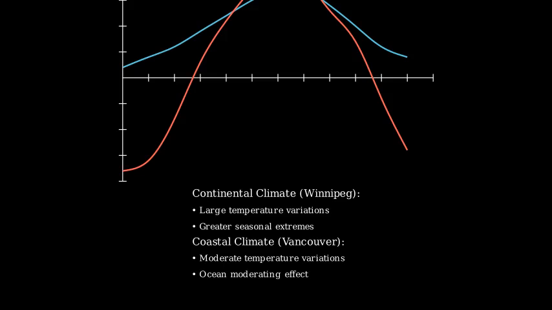Winnipeg has a continental climate, characterized by large temperature variations between seasons. In contrast, Vancouver's climate is moderated by the Pacific Ocean, resulting in milder temperatures throughout the year.